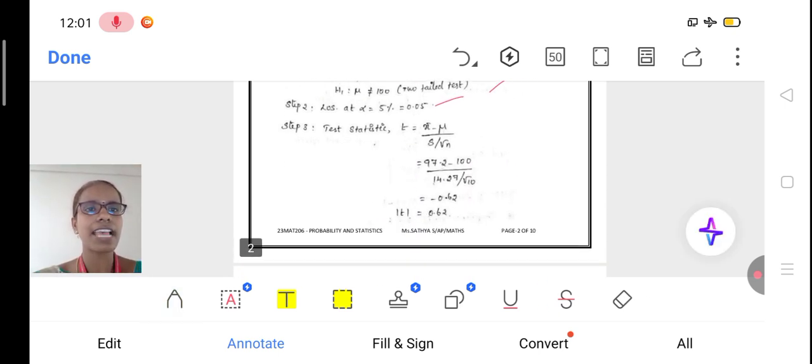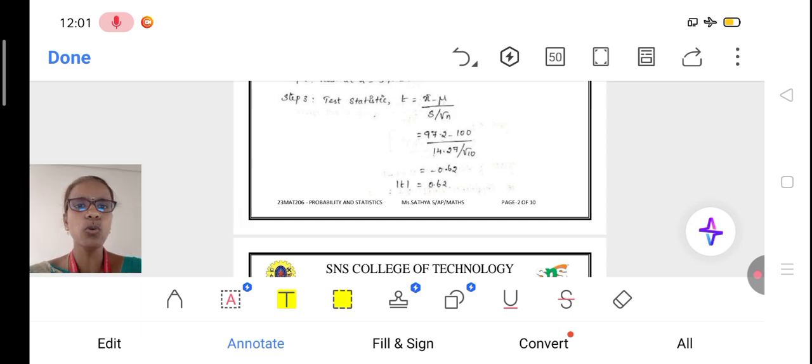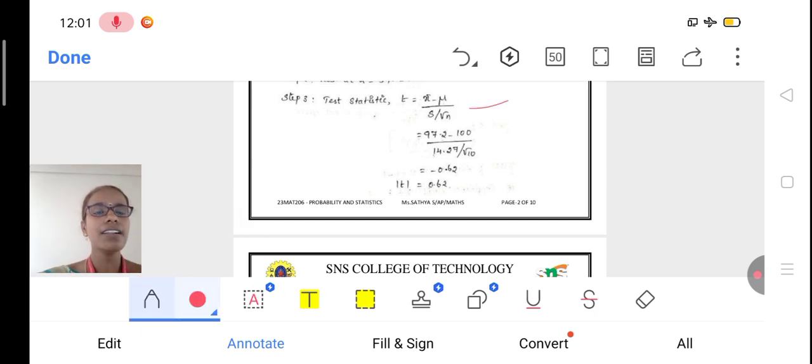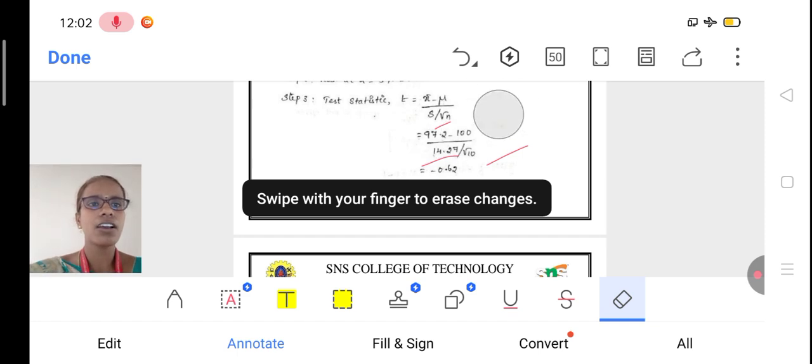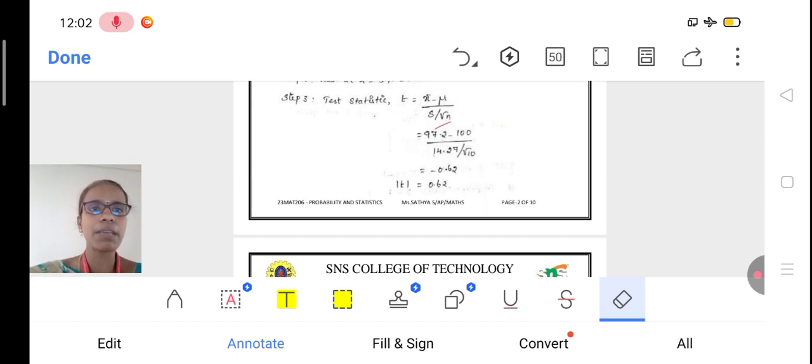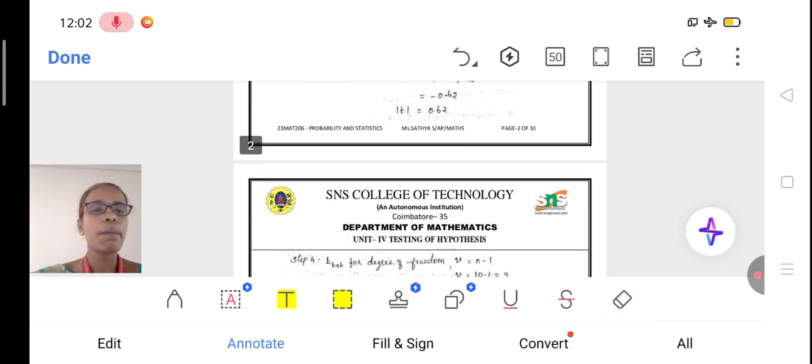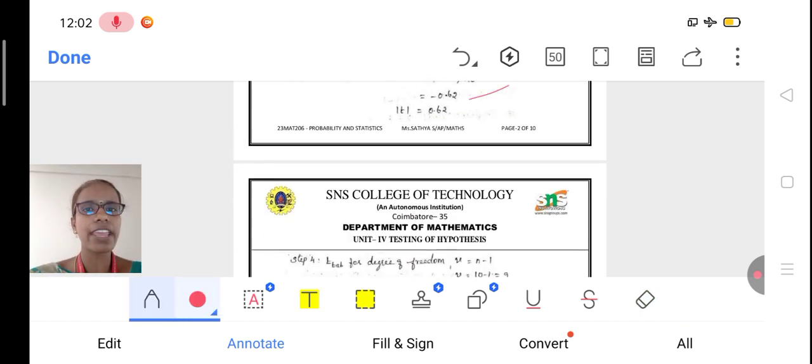Then go for the formula, which is the test statistic t equal to x bar minus mu divided by s by root n. Just replace the values: x bar 97.2, mu 100, and s is 14.27 by root n. n is 10. Use the calculator step by step to find the values. So finally we are getting the answer as minus 0.62. Now just take the absolute value, which is 0.62.